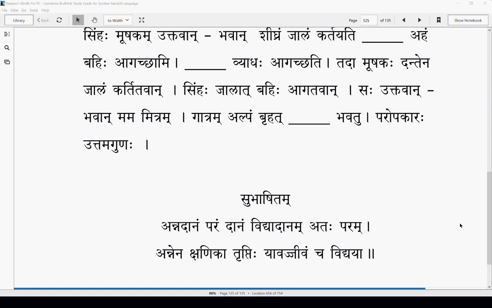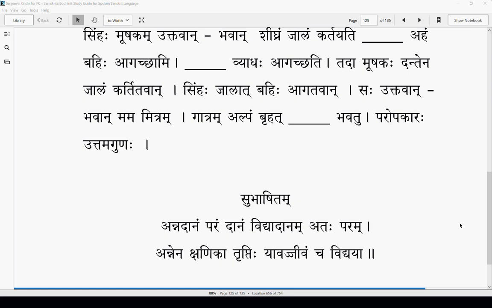Yeah, good. Annadanam param danam. Param is great. So annadanam, what did you say for annadanam? Annadhanam is distributing food, giving away food. Donating food to somebody is great. Paramdhanam is a great giveaway. Vidyadhanam athaparam. Giving knowledge is even greater.